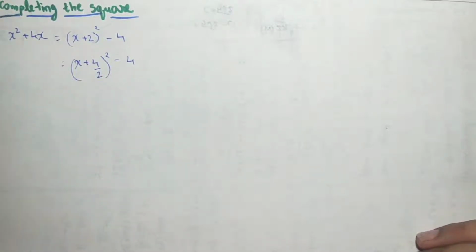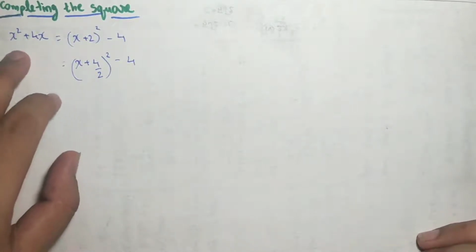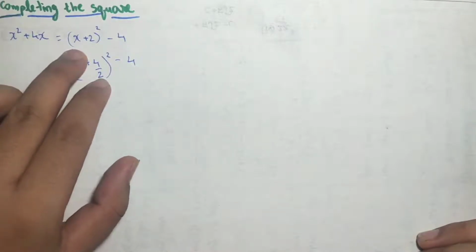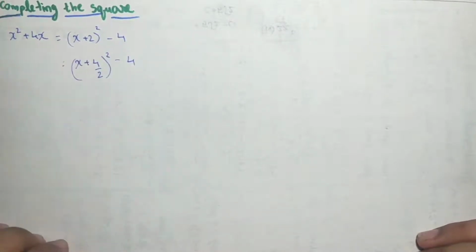I will explain the method. Please stay with me in this video. I will explain how we got this. So how did we get x square plus 4x as (x plus 2) the whole square minus 4?